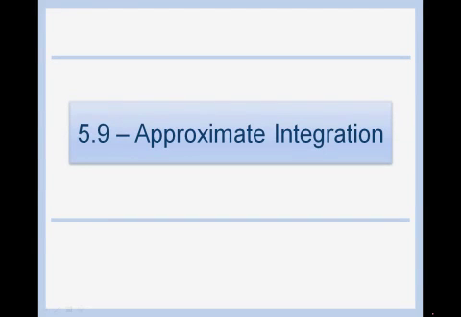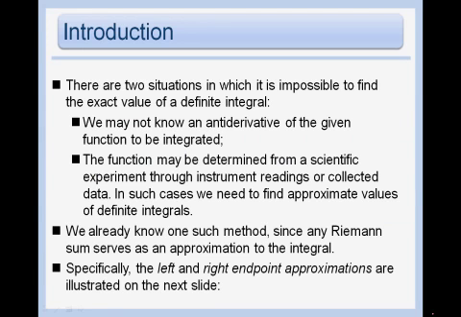5.9 Approximate Integration. There are two situations in which it is impossible to find the exact value of a definite integral. One, we may not know an antiderivative of the given function that we want to take the antiderivative of. Or two, the function may be determined from a scientific experiment through instrument readings or collected data. In such cases, we need to find approximate values of definite integrals. So all I'm saying in that second case is I have data instead of an actual function.